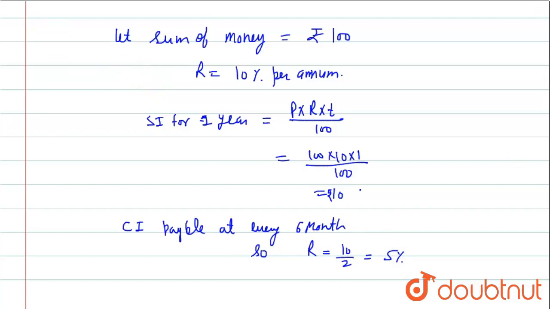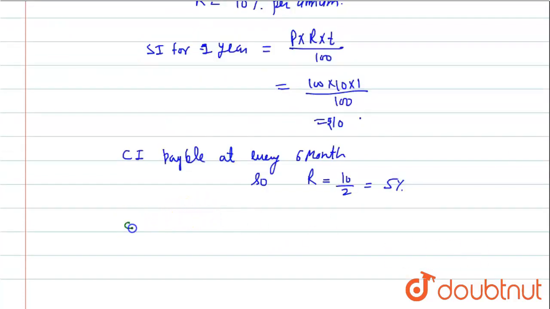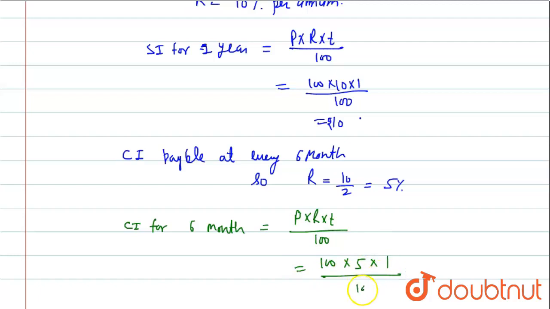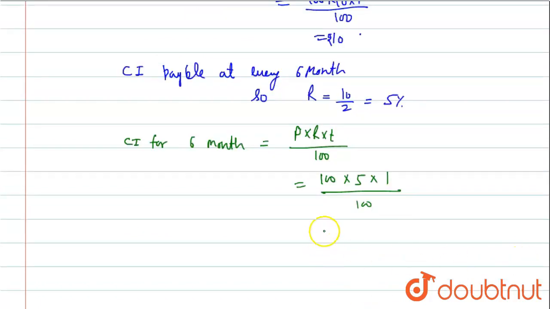Now compound interest for 6 months will be equal to simple interest for the first 6 months, both are same. So this will be P into R into T by 100. This will be equal to 100 into rate of interest 5, time is 1 half year by 100. So 100 and 100 cancel out. This is equal to 5 rupees.